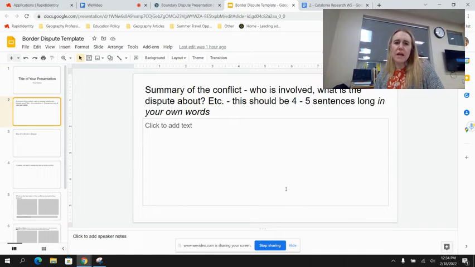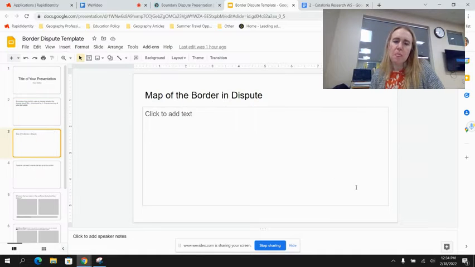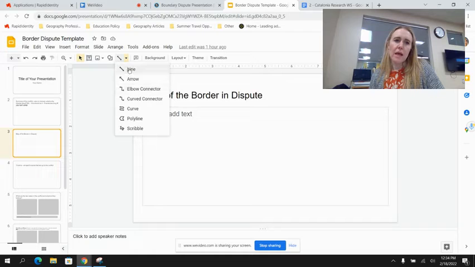Then on the second slide, you're going to give a summary of the conflict. Who was involved? What was the dispute? It should be 4 to 5 sentences long in your own words. If it's not in your own words, if it's just copy and paste from the internet, you will not get credit for these parts. You're then going to give a map of the boundary dispute, so a map of the region of the world. It's also nice, not required, but nice, to maybe add an arrow pointing out where on the map your boundary dispute is.